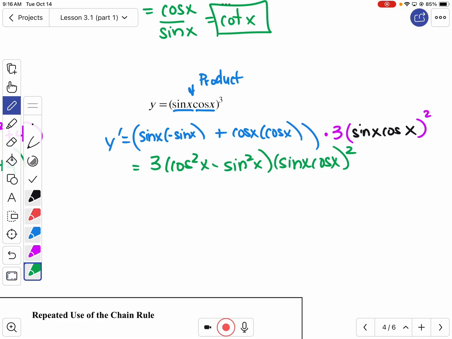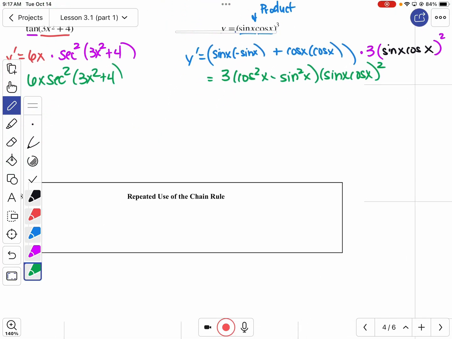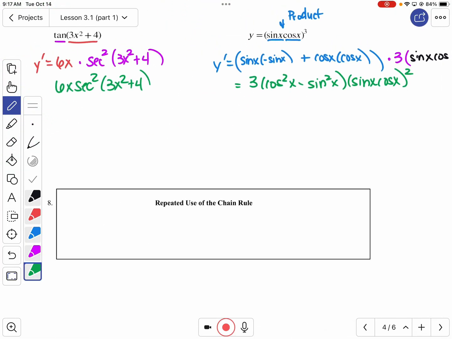Now, here's where it gets cray-cray. Sometimes we have multiple compositions within one function, okay? Which means we have to do the chain rule more than once. We have to get all the way to the inside, and then the derivative of the next piece, and then the derivative of the next piece, and then the derivative of the next piece. So it stacks. It's called a multi-link chain, okay? And repeated use of the chain rule is going to happen when I have multiple compositions.